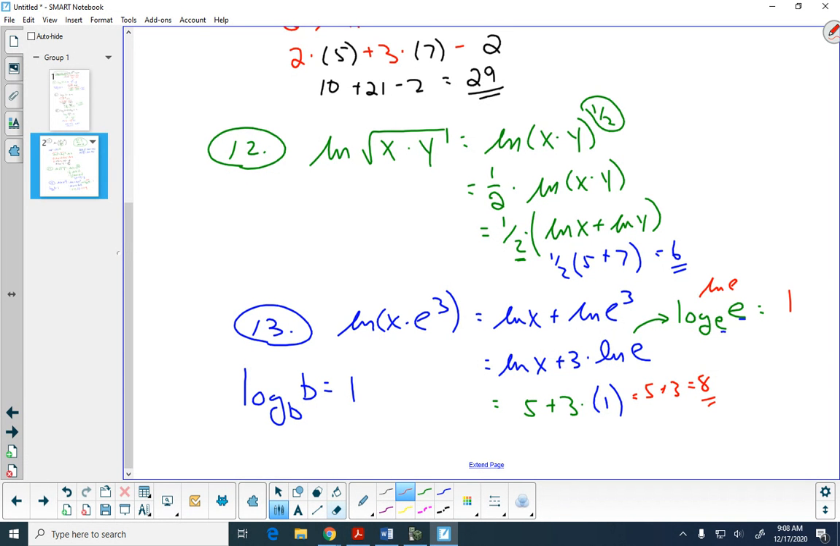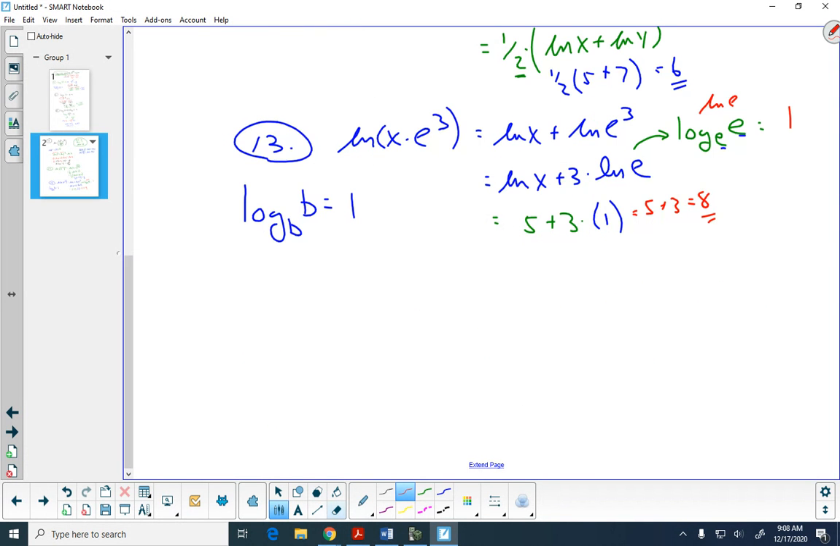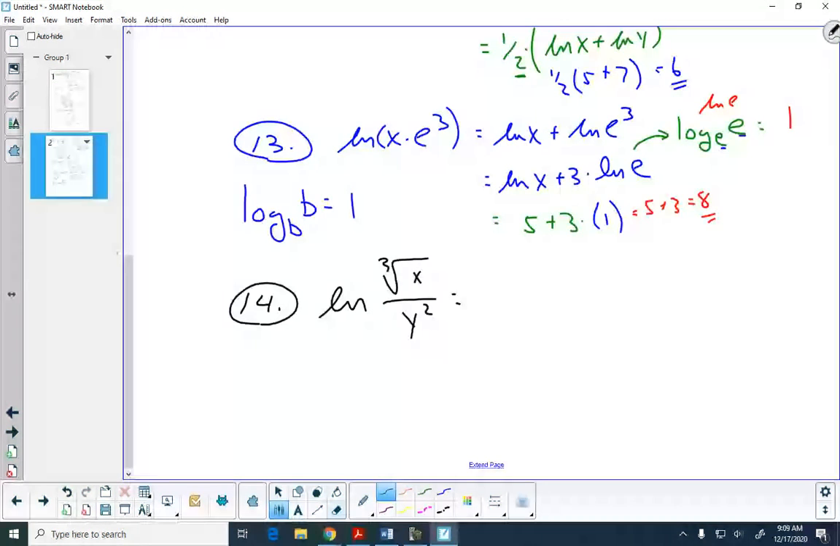Can you do number 14? Number 14, we have ln of cube root of x divided by y squared. Well, once again, when we have division, what operation do we have to utilize to be able to separate into their own separate logarithms? Okay, go ahead and rewrite.